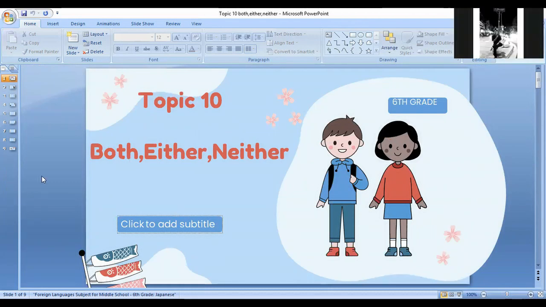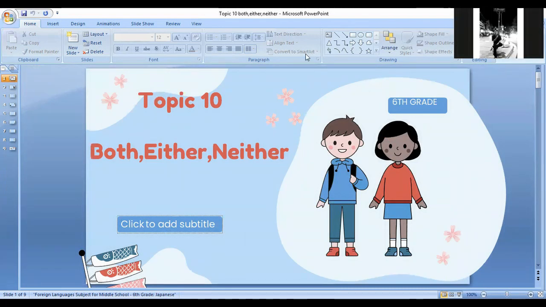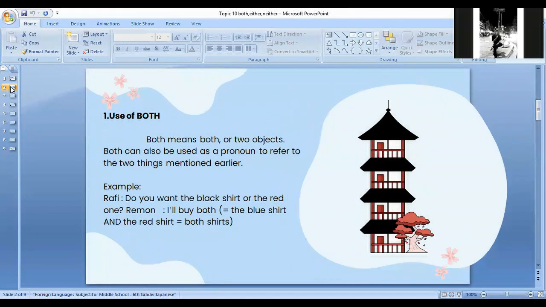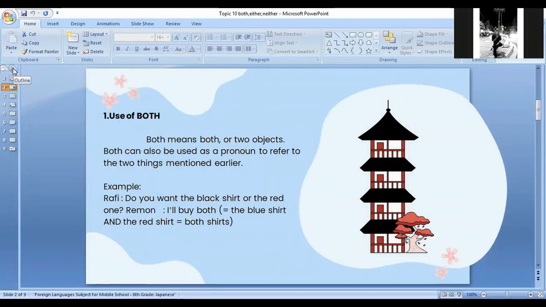Assalamualaikum warahmatullahi wabarakatuh. Waalaikumsalam warahmatullahi wabarakatuh. My name is Rizky Arfala. I will tell you about topic 10: both, either, and neither. Use of both. Both means if both or two objects. Both can also be used as a pronoun to refer to the two things mentioned earlier.